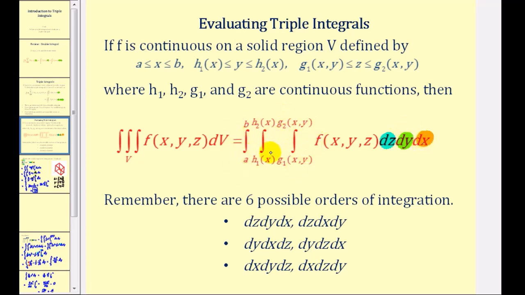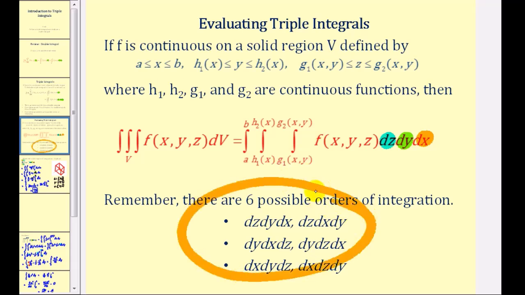Now all of these could be constants, which we'll see in just a minute, but if they are expressed as functions, and this is the order of integration, they must be expressed in this manner. Of course, if the order changes, because there are 6 possible orders, this would affect how these functions would be expressed in terms of x, y, and z. Let's go and take a look at our first example.